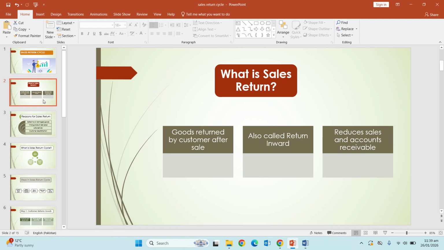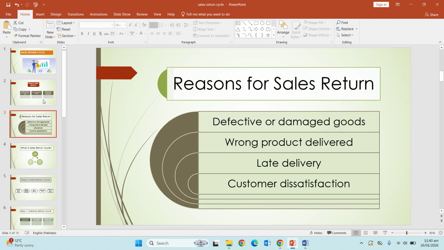What is sales return? Sales return means when a customer sends back the goods to the seller after purchasing them. This usually happens when the goods are damaged, defective, or not according to the customer's requirement. And in accounting, sales return is also known as return inward. Sales return reduces total sales and also reduces the customer's balance.